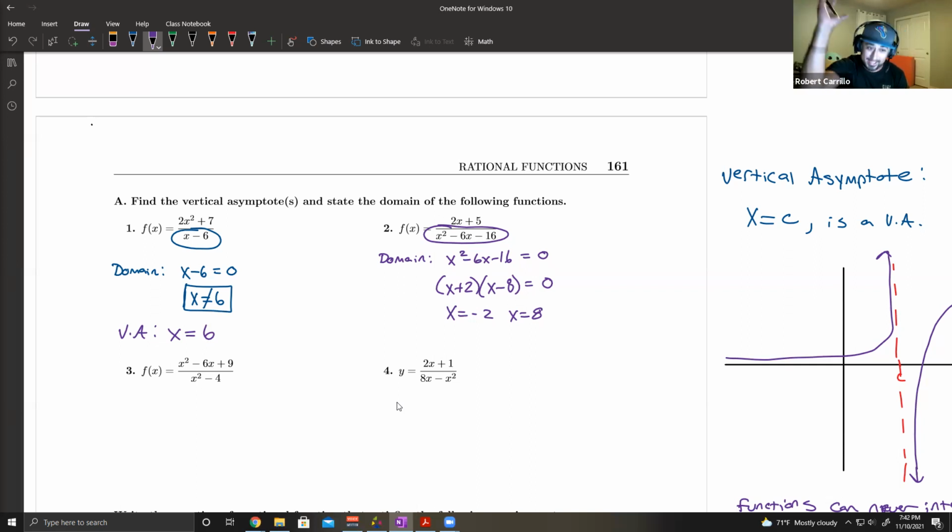You can have multiple asymptotes. So you can have more than one. So x cannot equal -2, and x cannot equal 8. That is your domain, meaning if you have your domain, you have your vertical asymptotes. X equals -2 and x equals 8. That's it. Okay. Everybody go with that one.